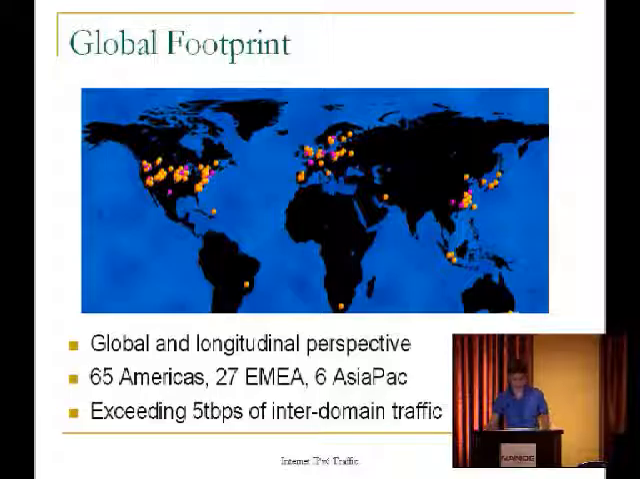This slide is mainly to impress you. It's a little old. I guess the high-level message is that there are 65 networks in the Americas, 27 in Europe, Middle East, and Africa, and 6 in Asia. And at the end of our measurement period, we had a daily average that exceeded 5 terabits per second of internet interdomain traffic in this data set. So we believe it's the largest of its kind.